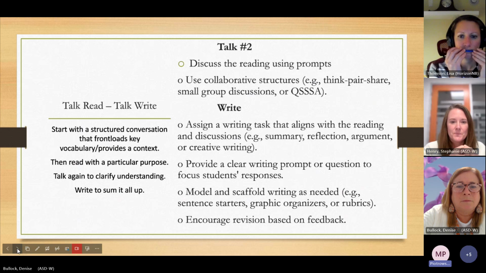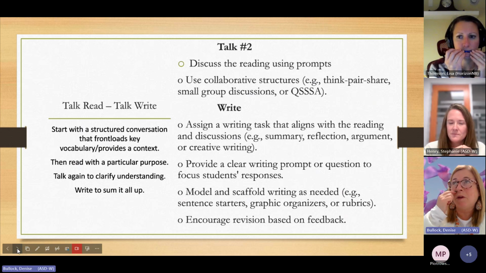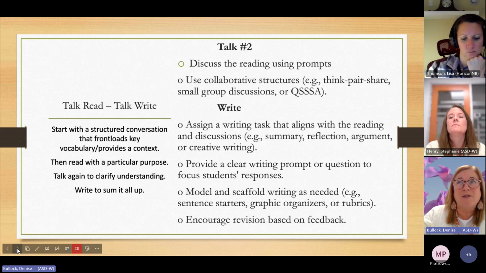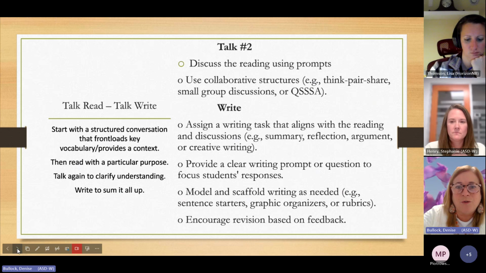So while you're reading the book too, I mean, if there's something that you want to focus on, let's say it is letter sounds or something like that, you can definitely incorporate some of that into the reading too. But yeah.